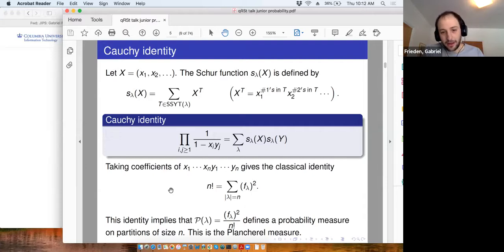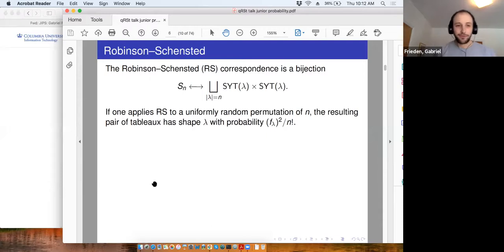So one immediate consequence of this identity is that if I take the ratio f lambda squared over n factorial, this defines a probability measure on the set of partitions of size n. And this is the Plancherel measure. Now what I want to talk about is a couple different ways that one could sample from the Plancherel measure.